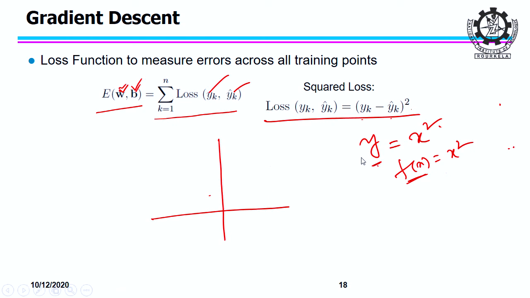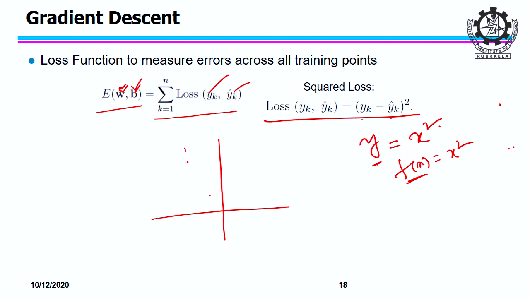Here I should get the values of w and b whenever the error is minimum. So, the objective remains the same. Now, in the simplified version, let us try to see what happens. What is the y equals x square plot? It will be something like that, not like that.